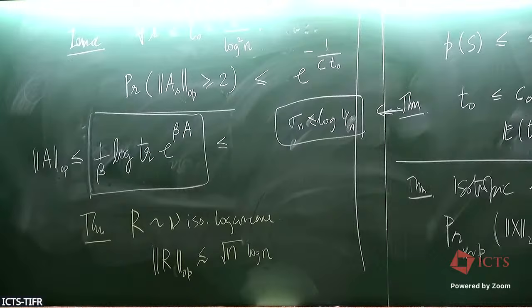Yeah, because each entry has variance 1. The maximum of the column norms will actually be of order root n. But we're talking about the spectral norm, right? So in principle, all of them could align and you could get n. The trivial bound would just be n.